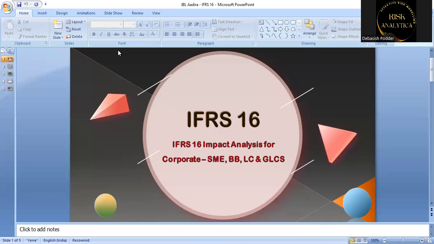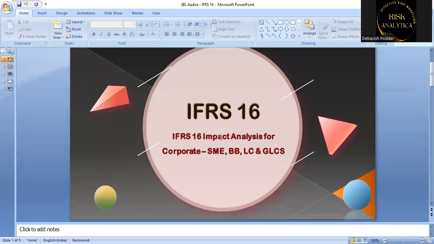Now, why has IFRS 16 come into the picture? Just to show a better picture of a company in terms of how they are controlling their assets and liabilities, better risk assessment, better management of the profit and loss account, and better management of the total debt, the leverage, and the solvency.